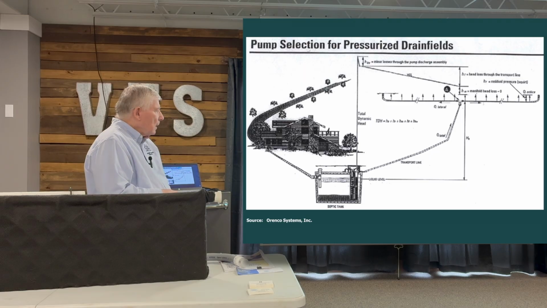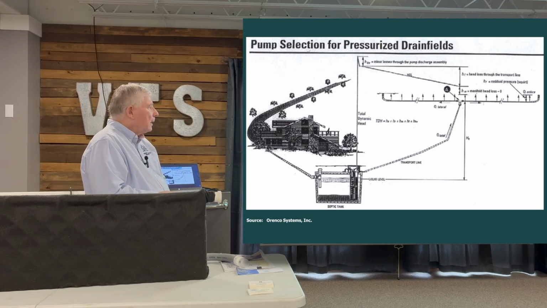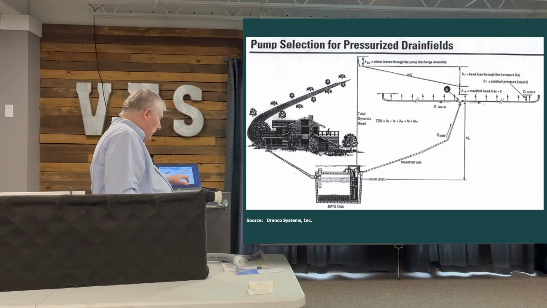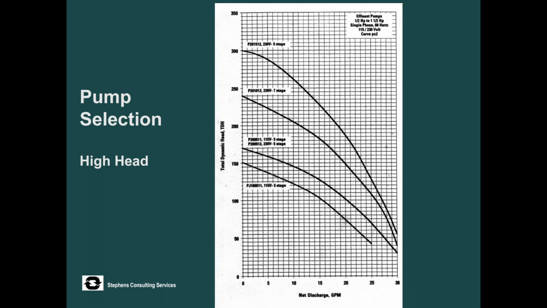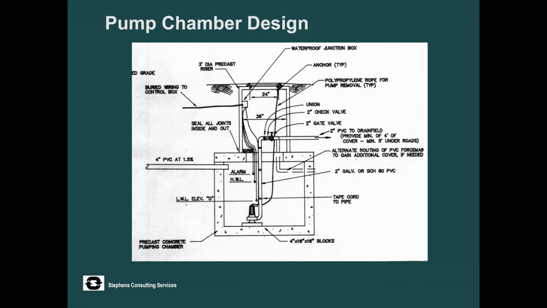I always estimate the low water level in the tank as the starting point, and the invert of the laterals as the ending point. This is a high head pump with a steep curve. Cutoff is 150 feet. I said I don't like these because solids can be sucked up and delivered to the drain field.